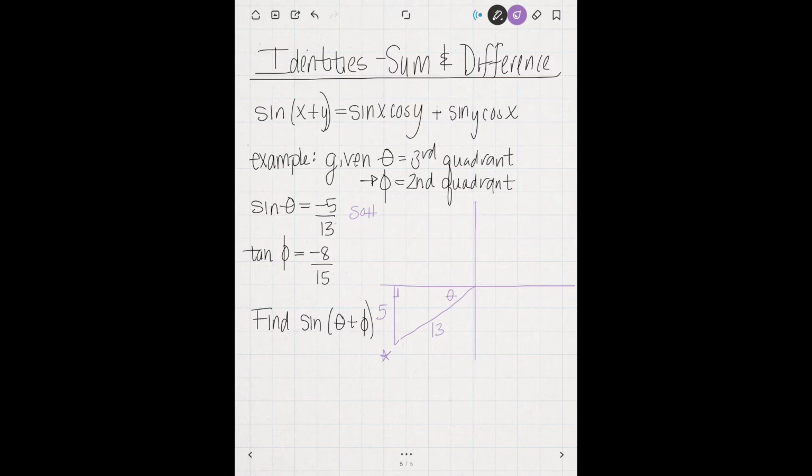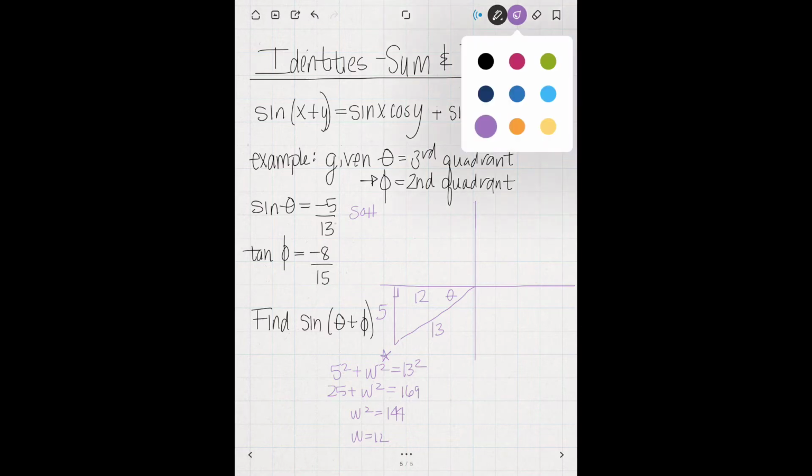And we may or may not need to find the other side of this right triangle. So if we do a quick Pythagorean theorem, we can say that 5 squared plus, we'll call this w, w squared is equal to 13 squared. 25 plus w squared is 169. w squared is 144. So w is equal to 12. So that's here. Okay, now let's draw in our phi.